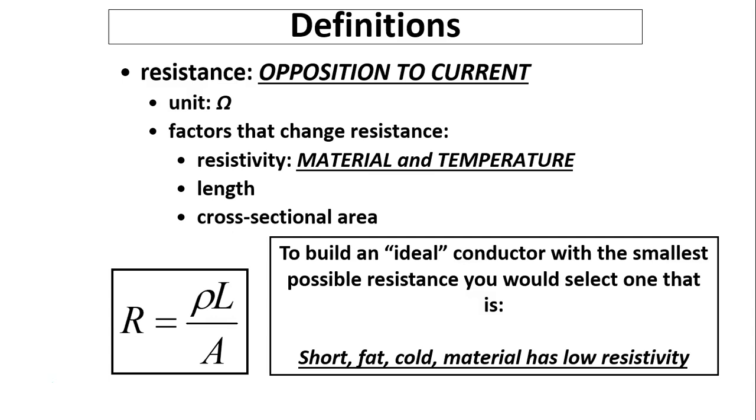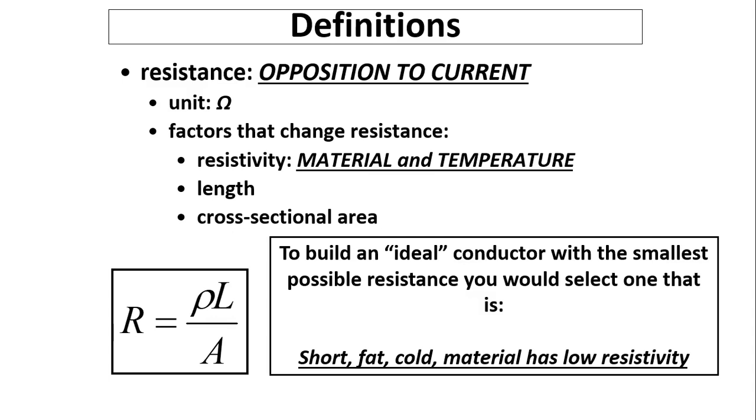Resistivity depends on two things, the material and the temperature. For example, a copper wire at 20 Celsius degrees has a certain resistivity. If you increase that temperature, resistivity would increase. That means the resistance would increase. This is because when the temperature increases, as you learn in chemistry, the atoms start to vibrate faster. So when the object vibrates faster, there is more chance for the electrons to collide with the atoms inside the wire.